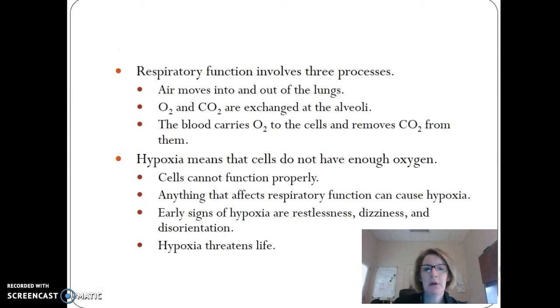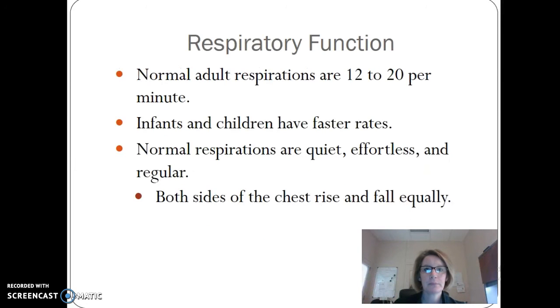Respiratory function involves three processes. And again, this is just a review of the respiratory system. And then hypoxia means that cells do not get enough oxygen. A person can be hypoxic. Cells cannot function properly. Anything that affects the respiratory function can cause hypoxia. Early signs of hypoxia are restlessness, dizziness, and disorientation. Hypoxia can threaten life.